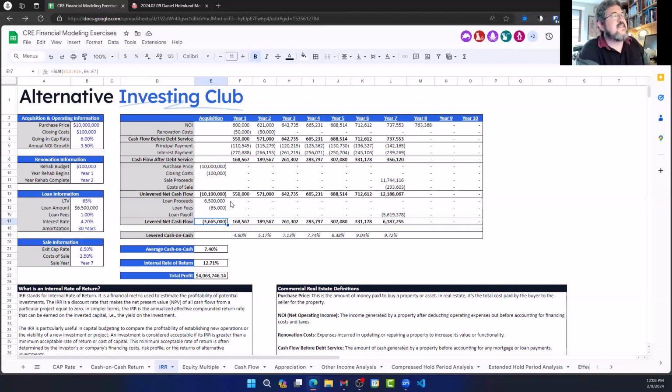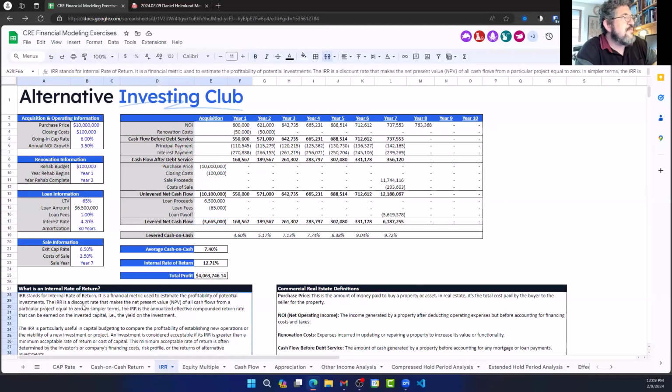And what it does is it takes a time value calculation of every single cash flow, and then it determines what's the discount rate that makes the net present value of all of those cash flows zero. It's kind of a little unintuitive to think about it that way, but basically you're asking, what rate of return do I need in order to make your current net present value zero? So here's the formal definition down here.